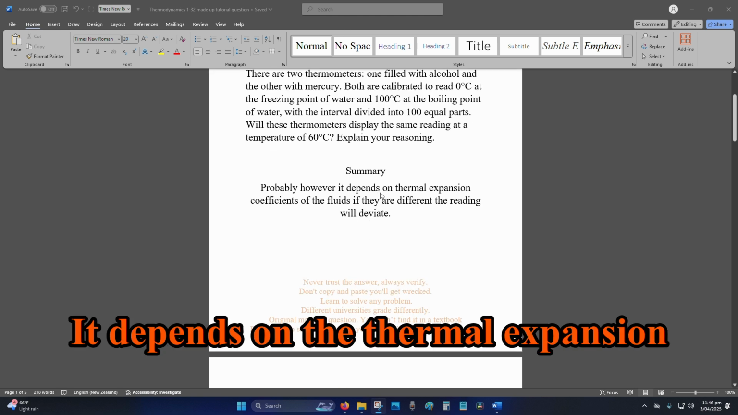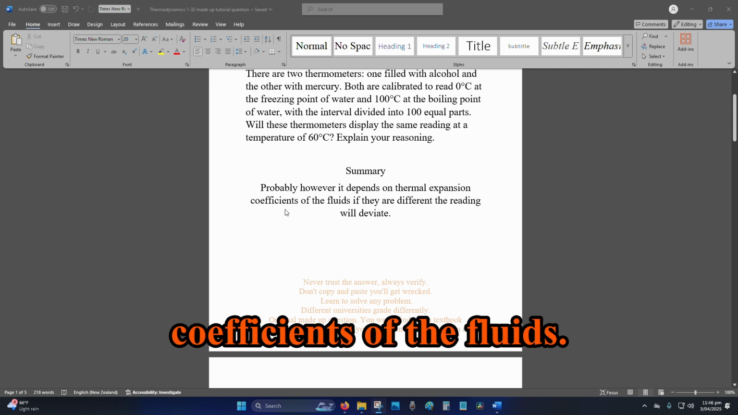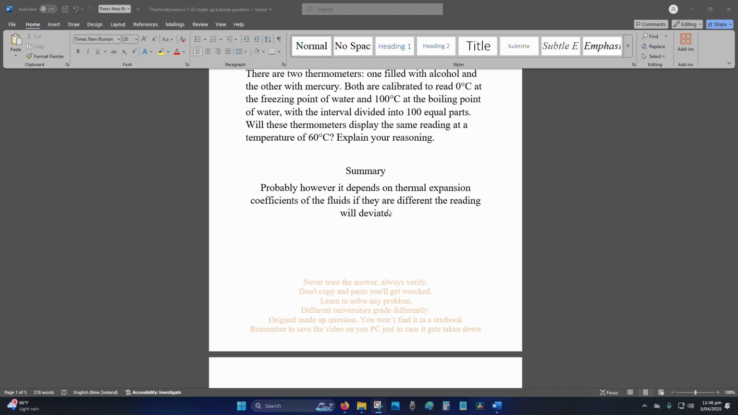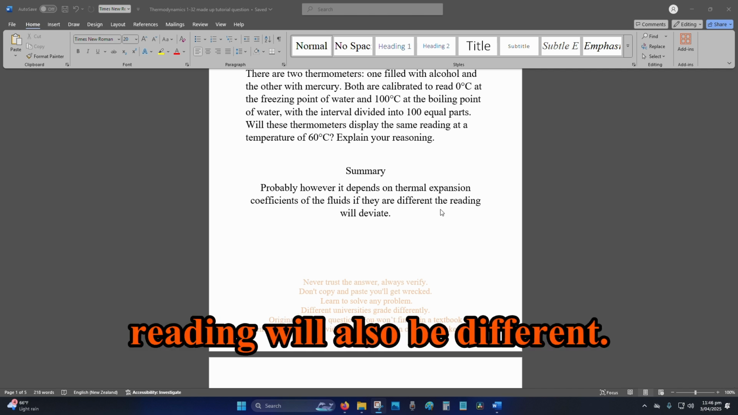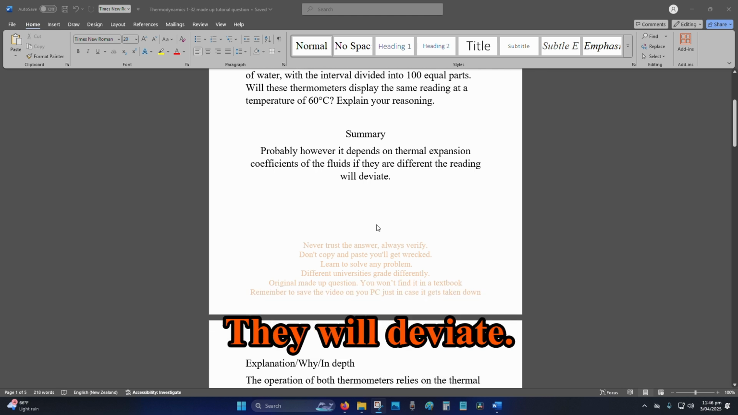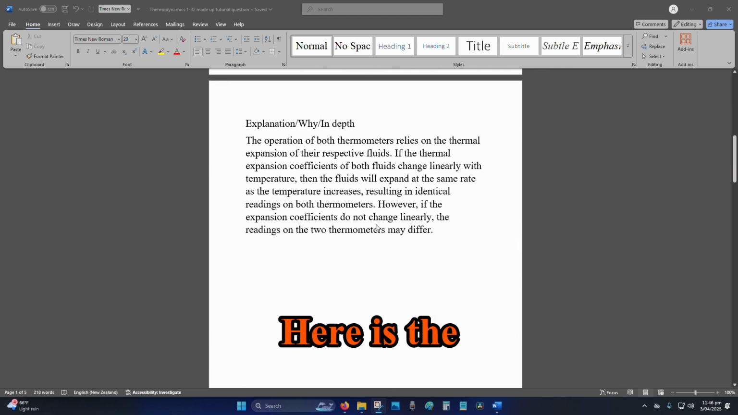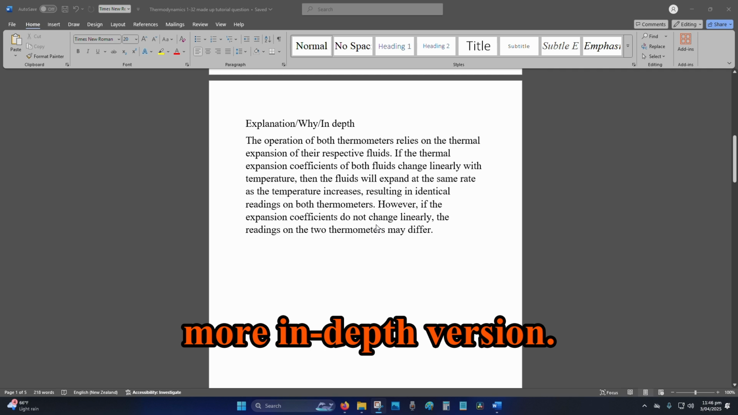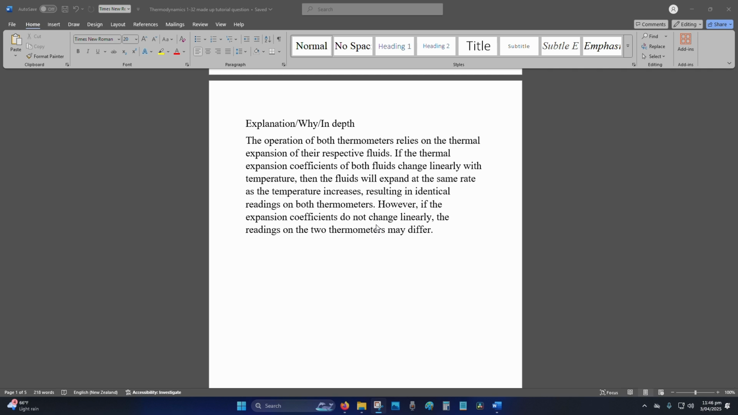probably. It depends on the thermal expansion coefficients of the fluids. If they are different, the reading will also be different. They will deviate. Here is the more in-depth version.